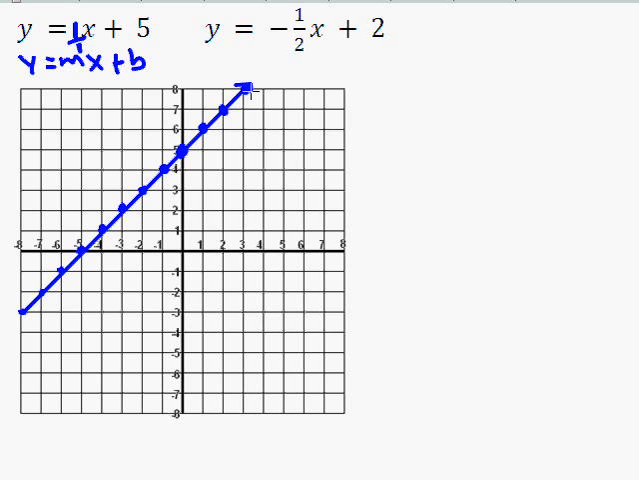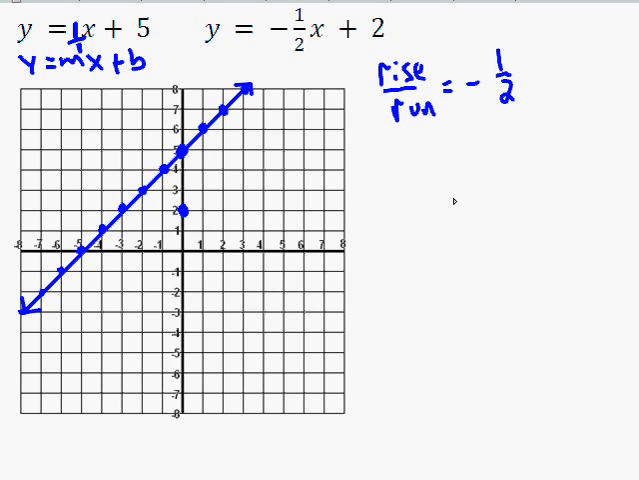Now our straight line goes on forever because our domain was not specified. Okay, now that we have our first graph, let's go ahead and plot the second one. y equals negative 1/2 x plus 2. So our y-intercept is positive 2, and in this case, our rise over run was a negative 1/2.